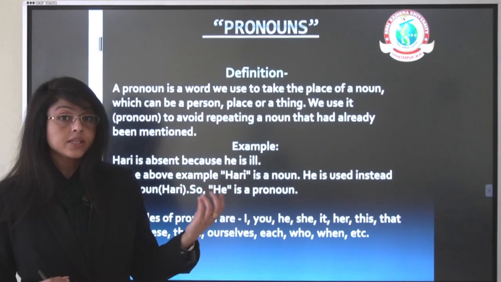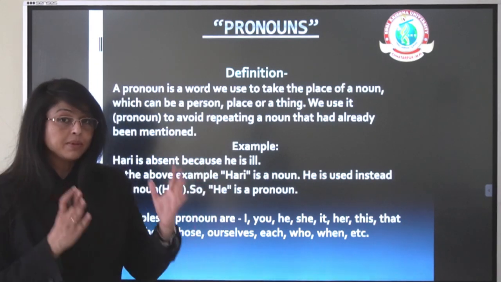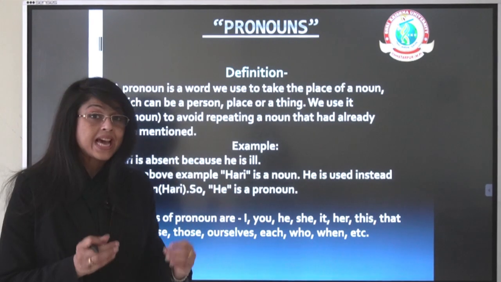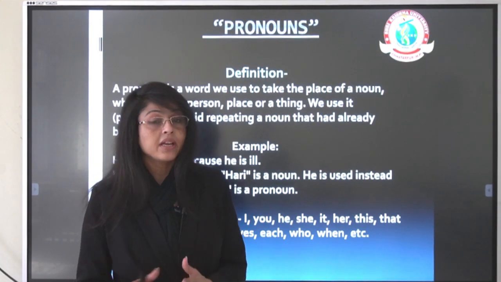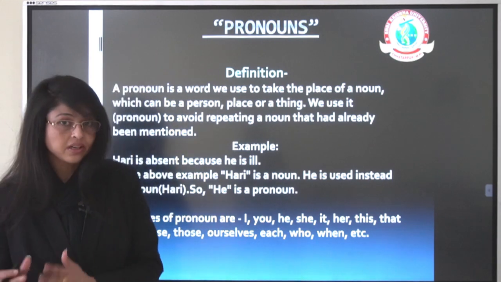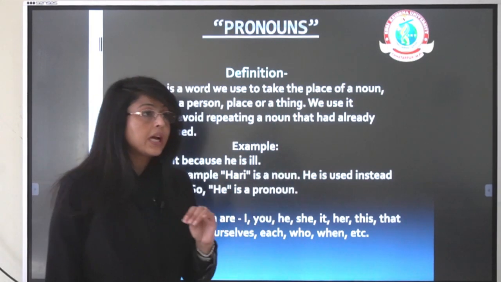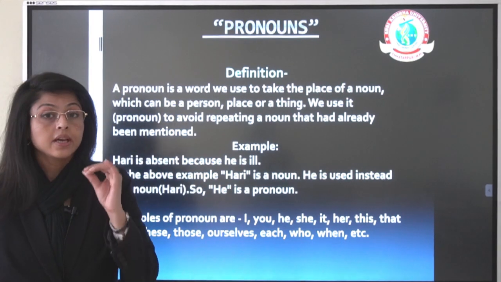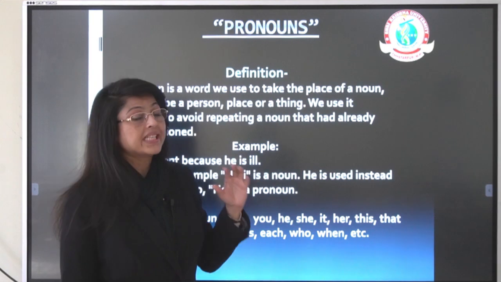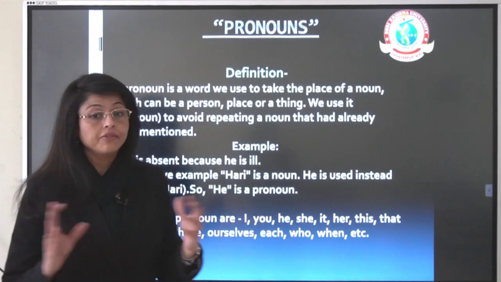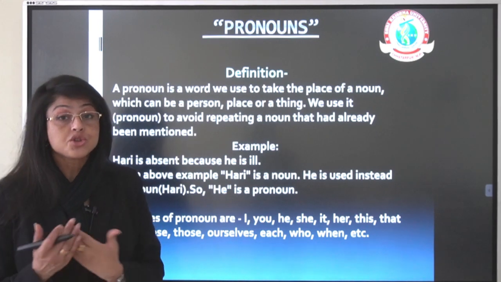When a person is masculine, you can replace the masculine noun with he or him, and if it is feminine, it will be she or her. So this is how the pronoun works. When it comes to non-living things, it will be it, they, and so on. Now we will also understand if there are plural pronouns, how we are going to address them.